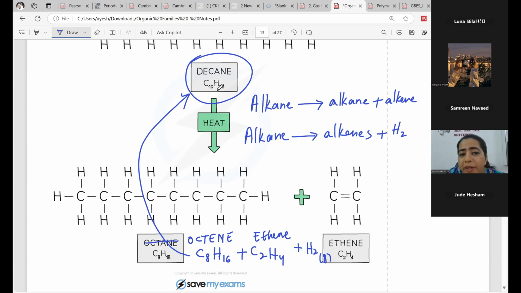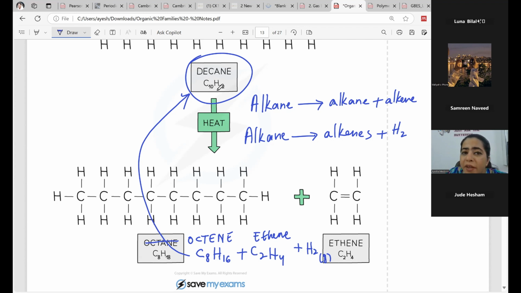Yes, we can do both ways. Let's say in the exam they're asking you to make hydrogen from cracking. Then definitely you will add alkene, the other product, and hydrogen, because with alkane alone, hydrogen will not be made. Or in the exam they're asking you to break an alkane into any alkane or alkene, any number of carbon. Then you can make alkane and alkene, no hydrogen. So according to the requirement, we can break it and write the equation accordingly.